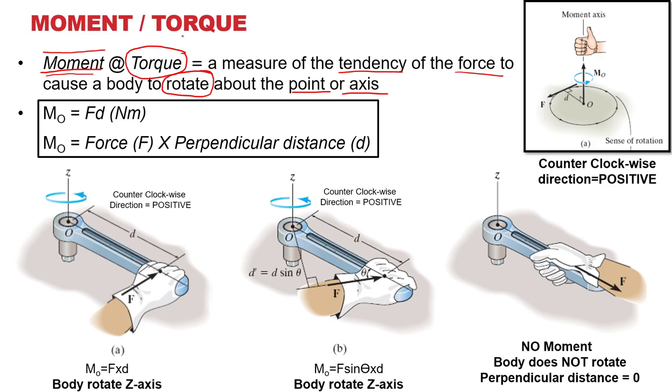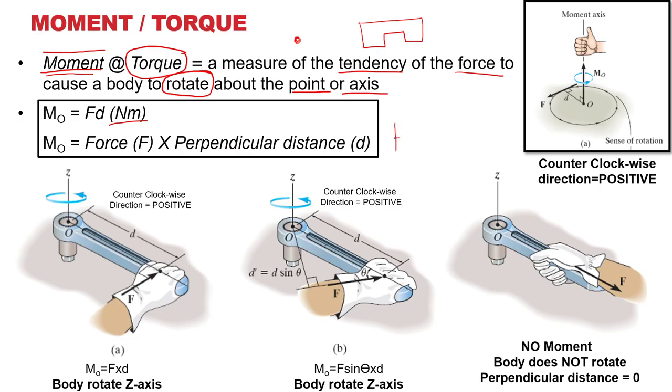Moment normally needs a rigid body. You cannot have just one particle, because a particle is a small one. It has to be some sort of a rigid body, and that body has to have some sort of dimension. The unit is Newton meter, so it is force multiplied by a distance. And the distance cannot be any distance. It has to be a perpendicular distance.